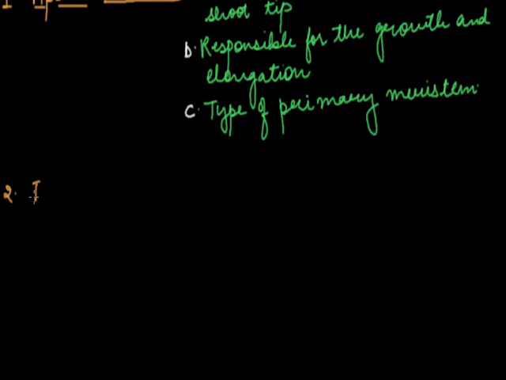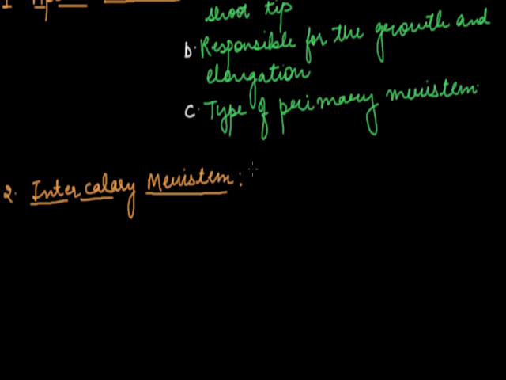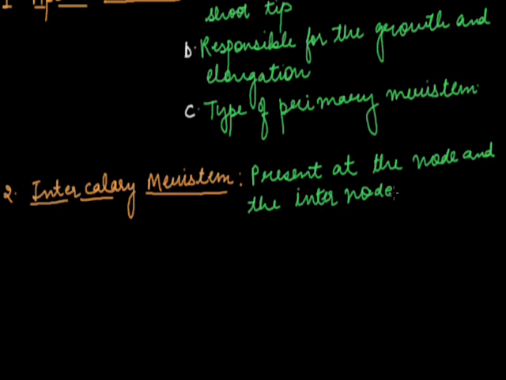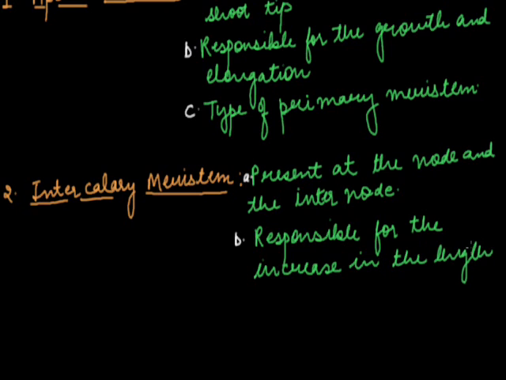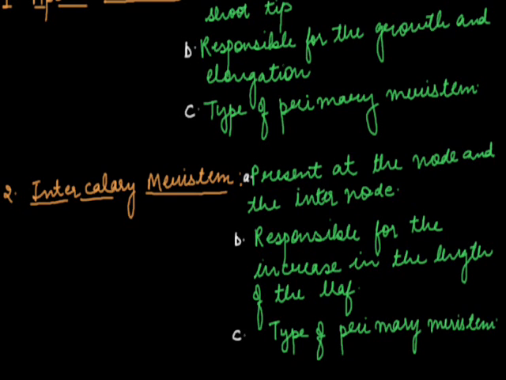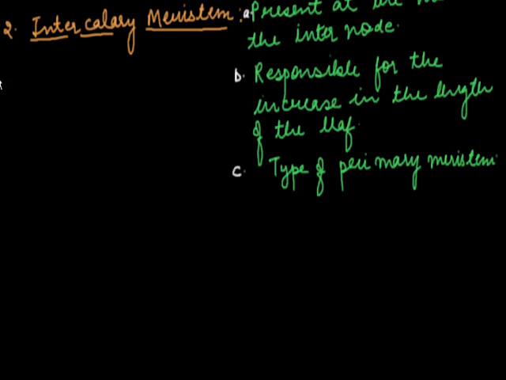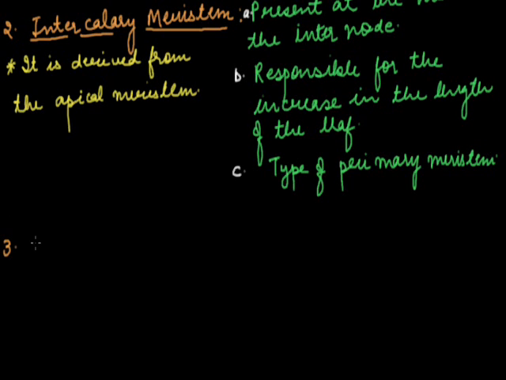Now coming on to the second type, that is the intercalary meristem. Present at the node and the internode. It is also a type of primary meristem, and it is responsible for the length of the leaf. A special point is that it is derived from the apical meristem.